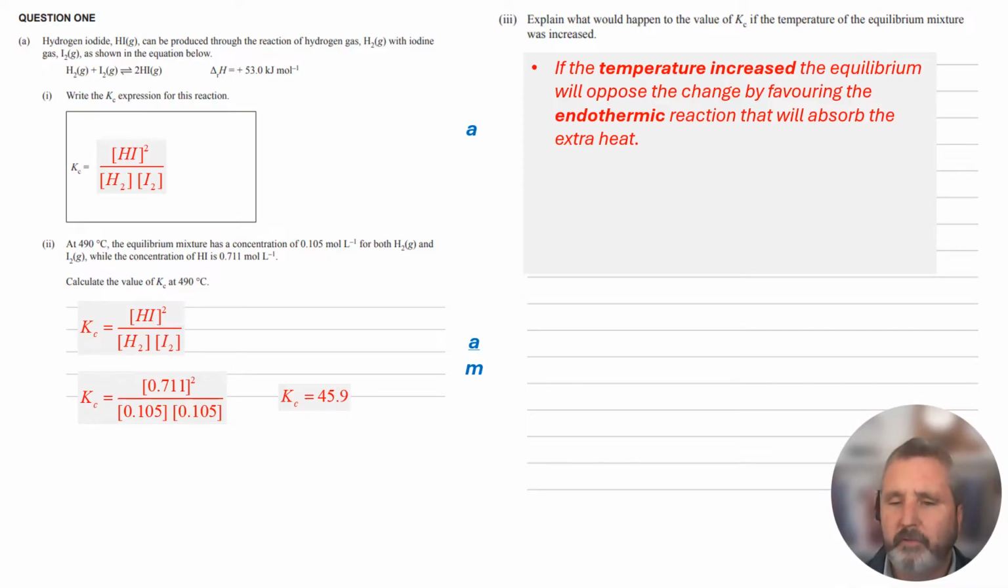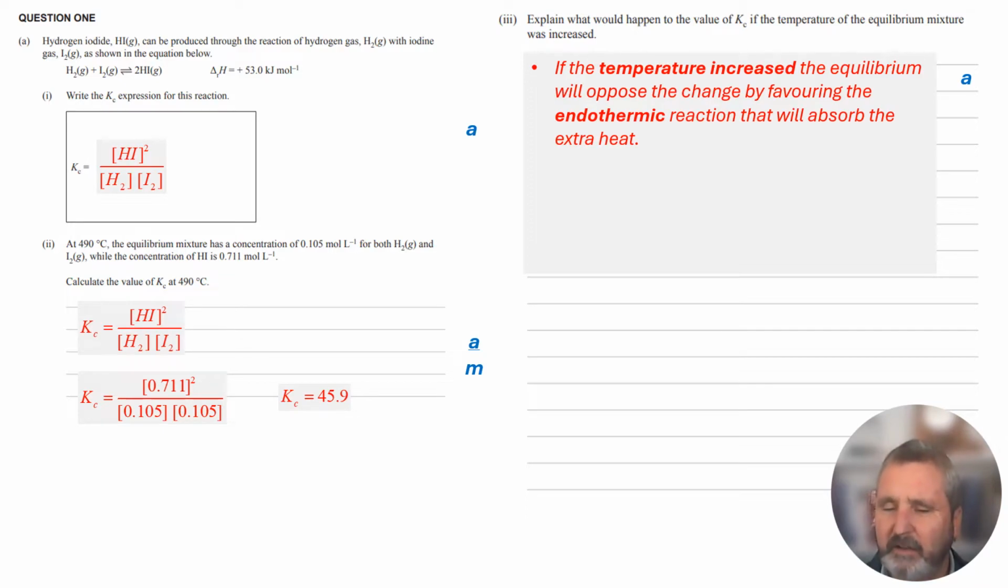Make sure you try and put this phrase in here, which is will oppose the change by favoring the endothermic reaction, and make sure you say that the endothermic reaction will absorb the extra heat. That's why that reaction has been favored. So we're actually explaining instead of just describing. So if we get that point down, we get achieved.